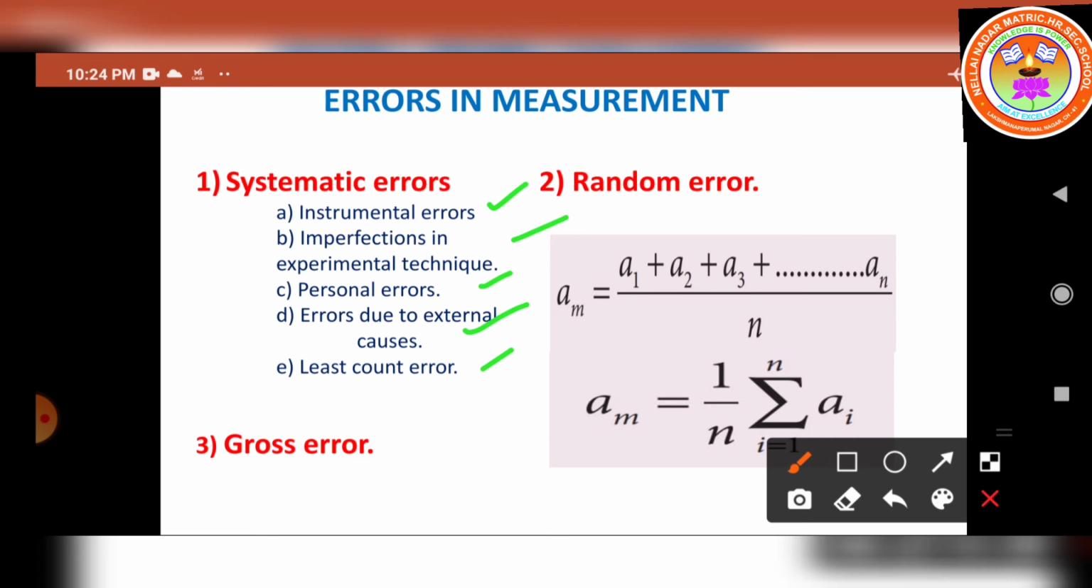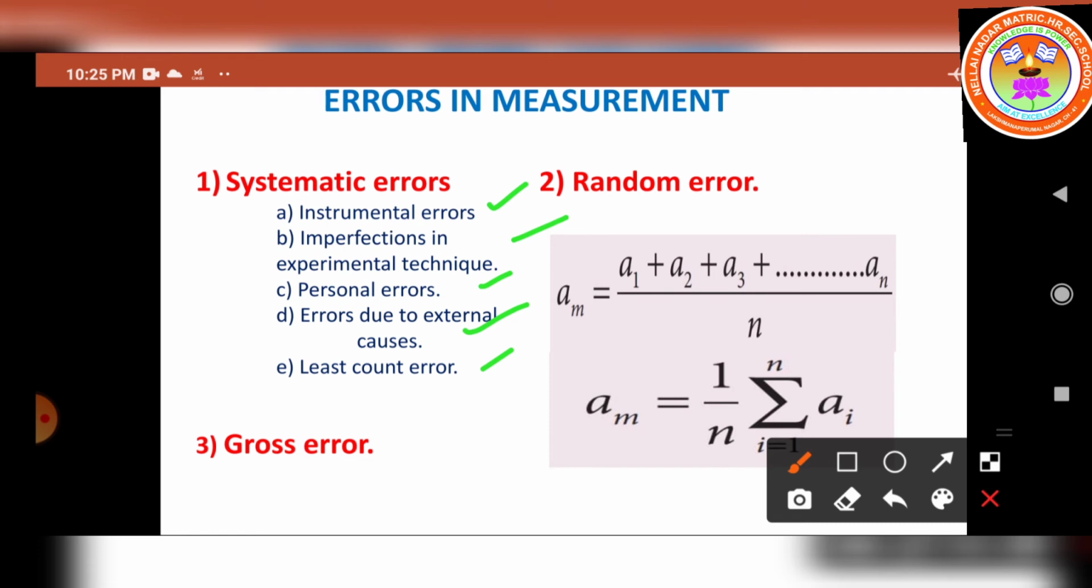And last one, least count error. Least count is the smallest value. Already we know that one is needed. That can be measured by the measuring instrument. And the error due to this measurement is least count error. The instrument's resolution hence is the cause of this error. Least count error can be reduced by using a high precision instrument for the measurement.